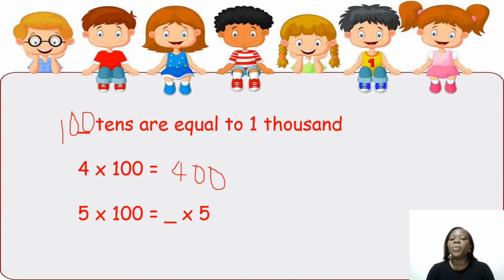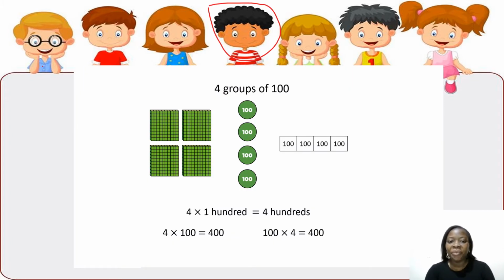Finally, 5 multiply 100 is equal to what multiply 5? 5 multiply 100 is the same as 100 multiply 5. Remember, multiplication is commutative. Changing the order of the numbers does not affect the product, does not affect the answer. So 5 multiply 100 is the same as 100 multiply 5. I hope you got all those correctly. Okay, let's proceed with our learning.